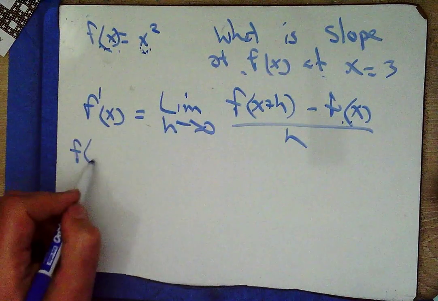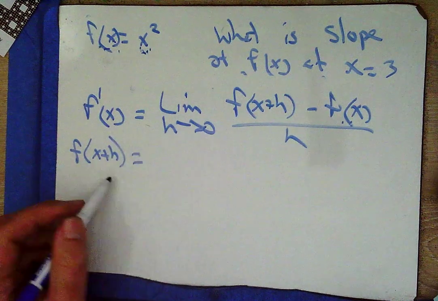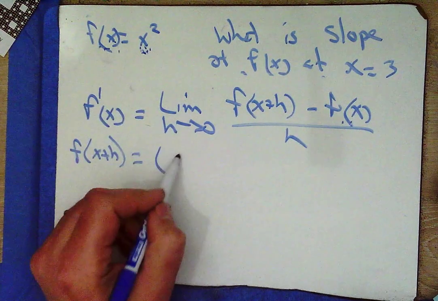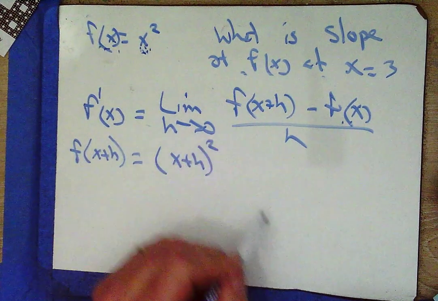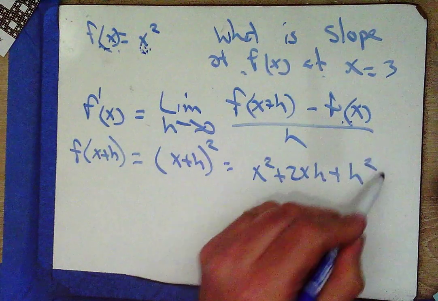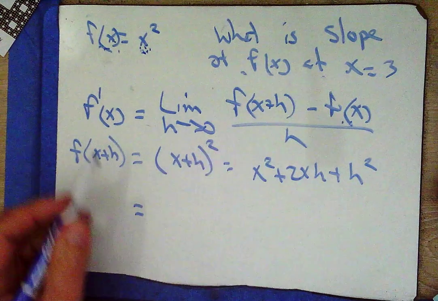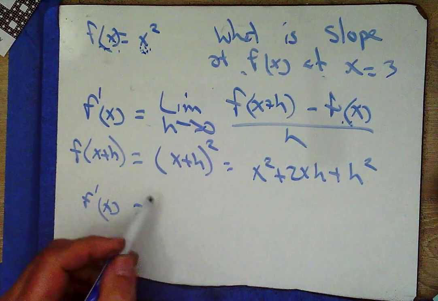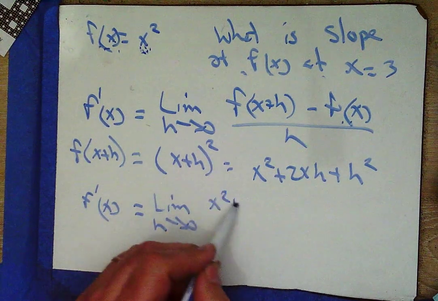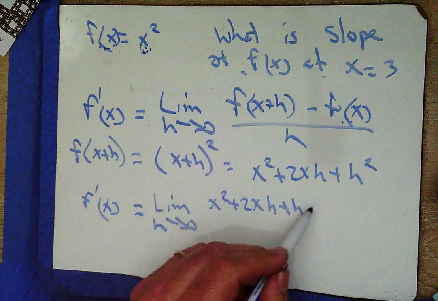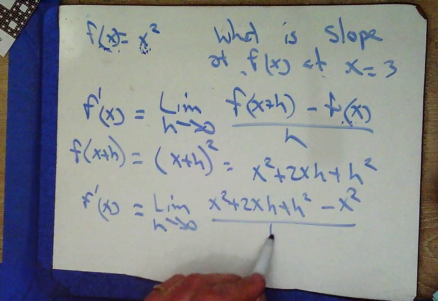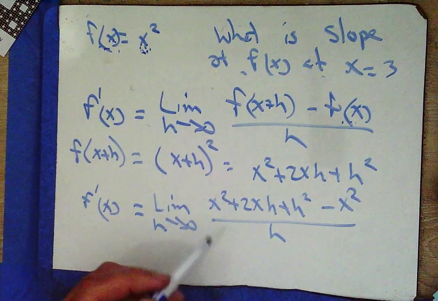But how do I find f of x plus h? Well, I have to replace all the x's of f of x with x plus h. That's an x in f of x, so that's going to be x plus h squared, or x squared plus 2xh plus h squared. So now I can rewrite this f prime of x, this general derivative, as the limit as h approaches 0 of x squared plus 2xh plus h squared minus f of x, here's f of x, all over h.